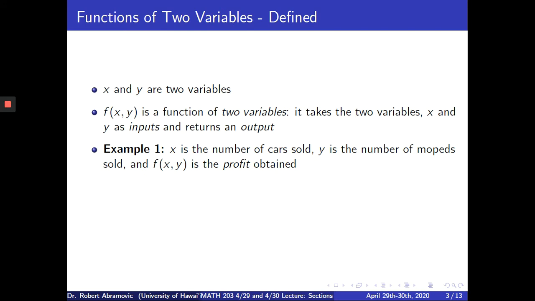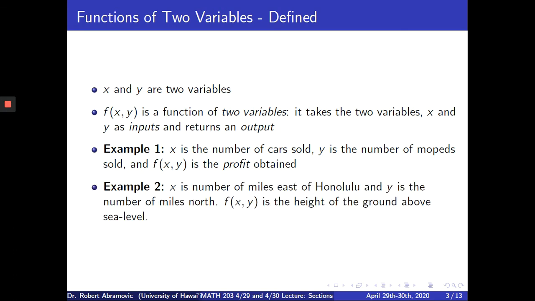Here's an example. Let's say x is the number of cars sold, y is the number of mopeds sold, and f of x comma y is the profit obtained. So a company sells x many cars, y many mopeds, and gets a profit of f of x comma y.